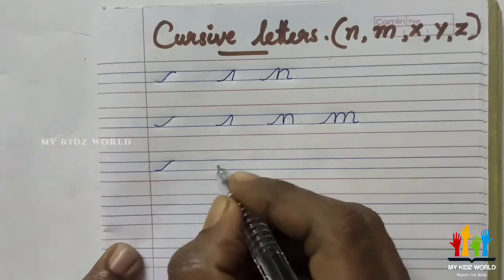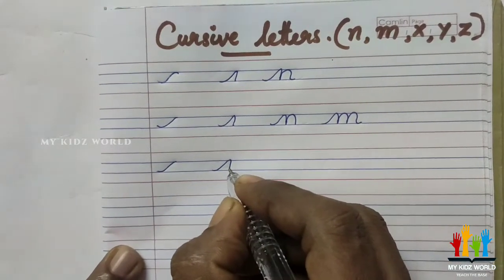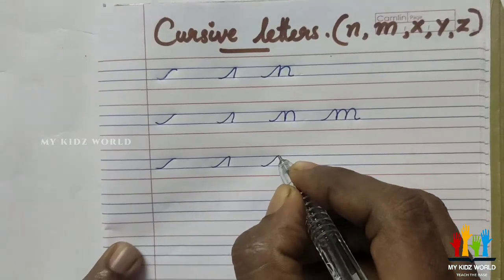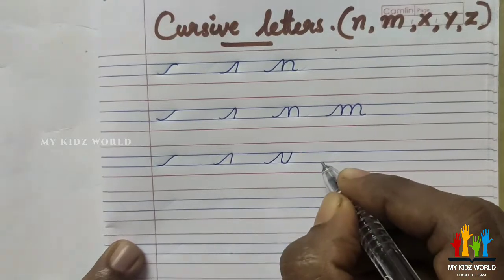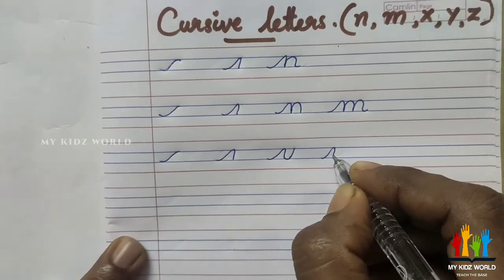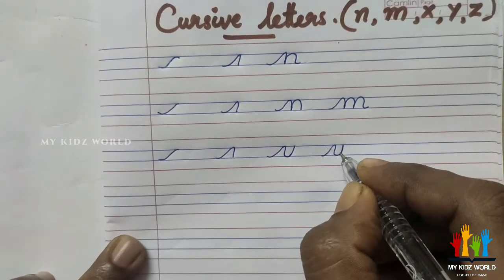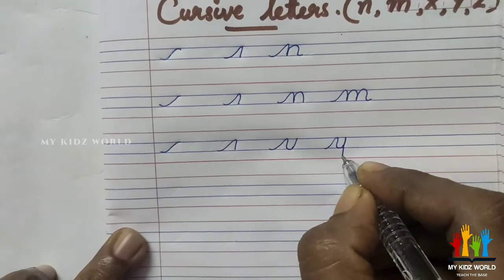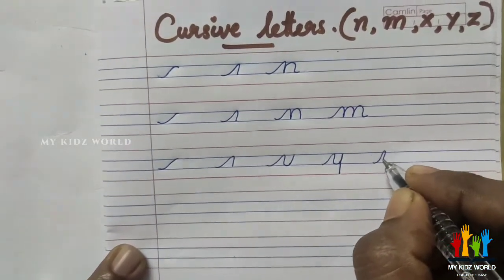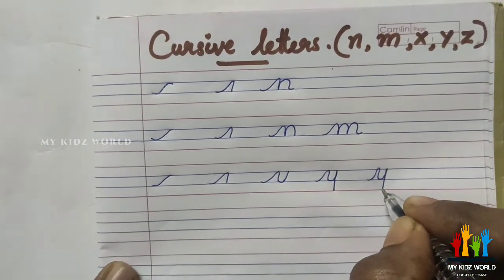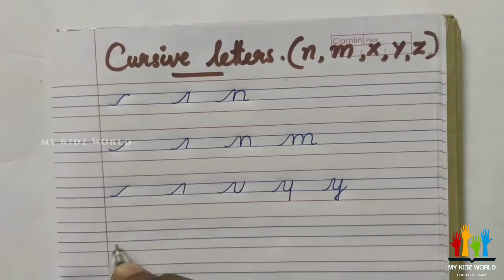Draw the stroke, come down, draw the stroke, come down, make a curve, draw the stroke, make a curve, come down, touch the fourth line. Then come down, touch the fourth line, make a loop. Y, letter Y. Then X.